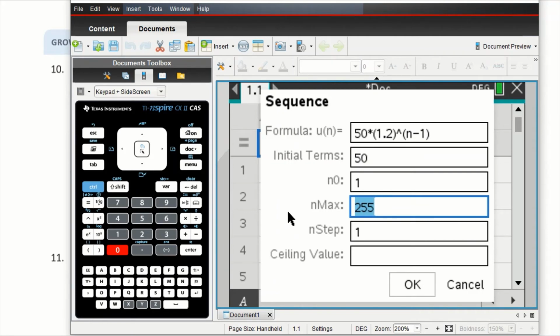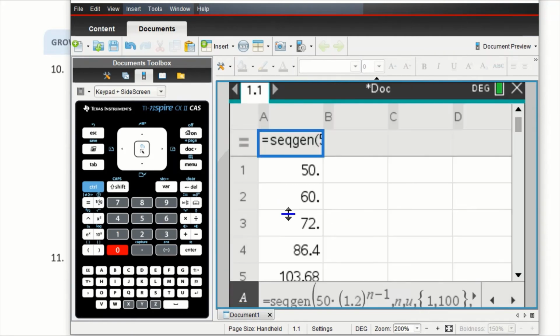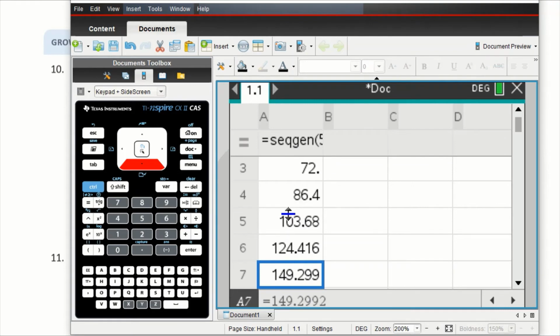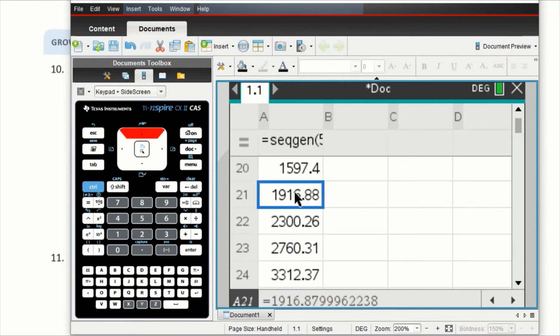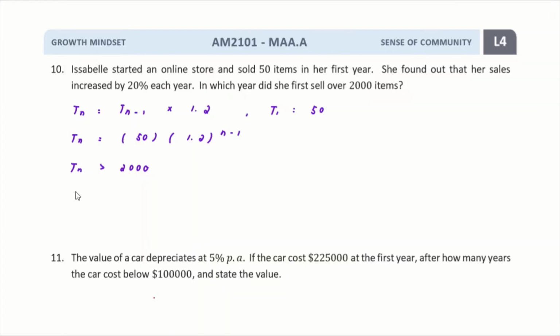Alright, so yeah, depends on you. I think 100 is more than enough. Okay, after you got this, now you can check it. We want to find out the first year that she sold over 2,000, right? So you just continue to check. Yeah, okay. You can see that for the 21st year, you have 1916.88. Then after that, T22, you have 2300.26.